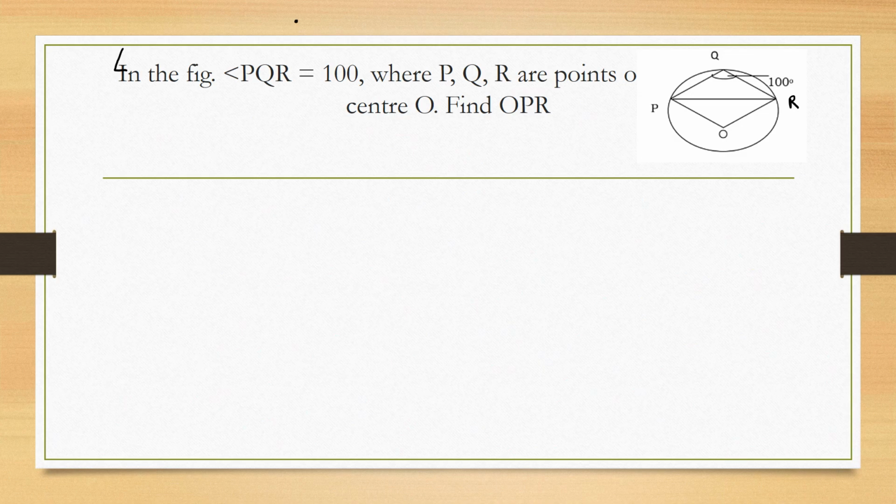In the figure, angle PQR is 100 degrees, as we can see. P, Q, and R are points. Find angle OPR. We have to find out OPR, this one.